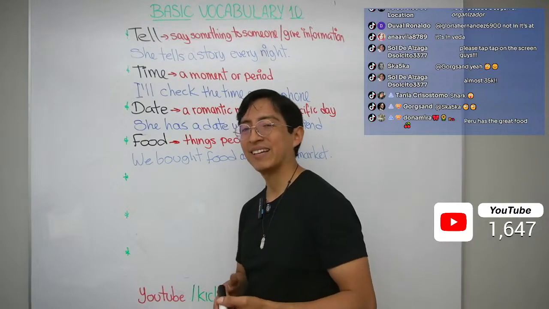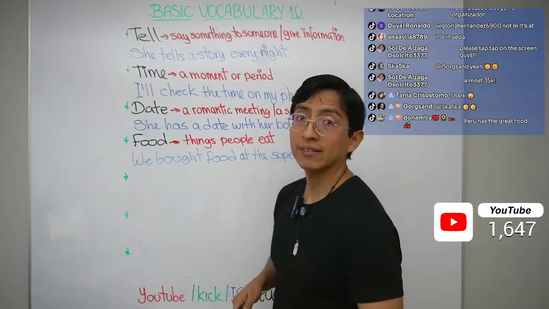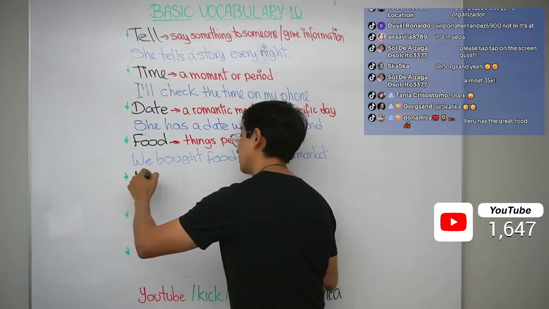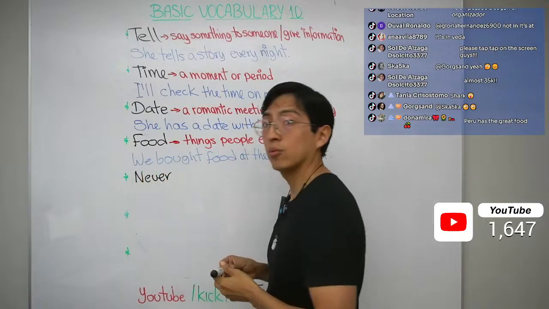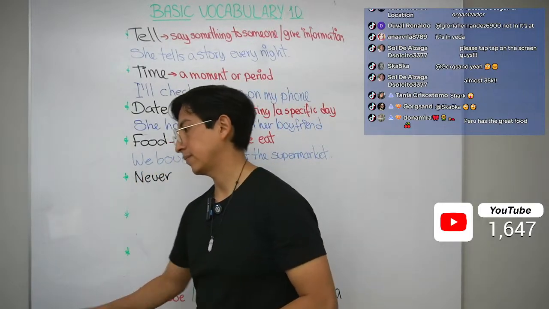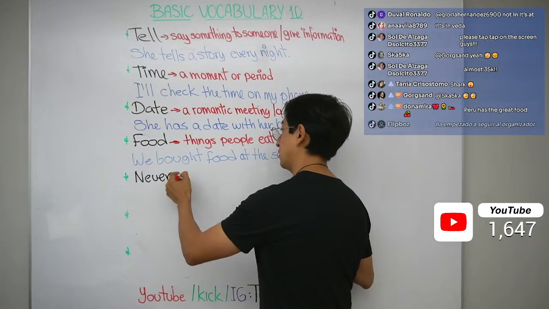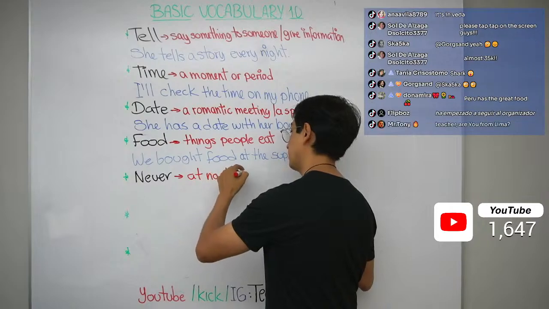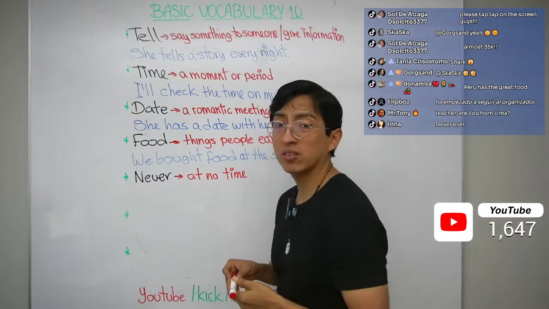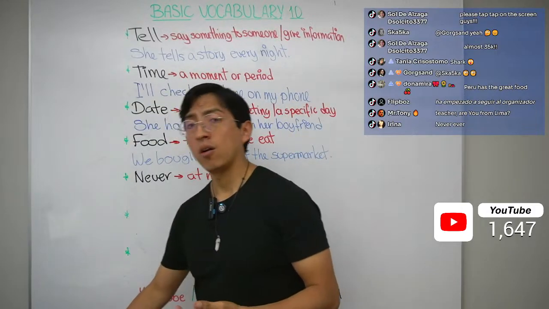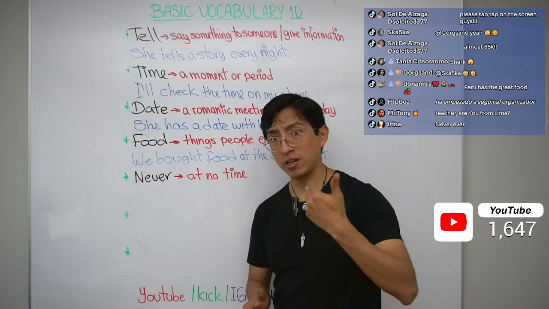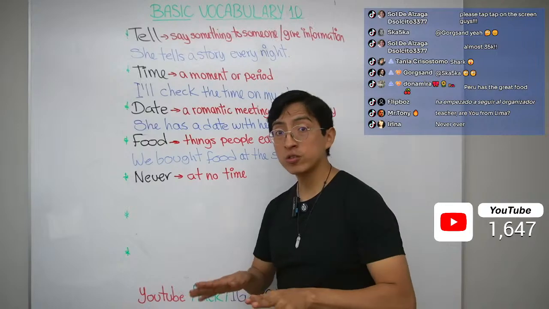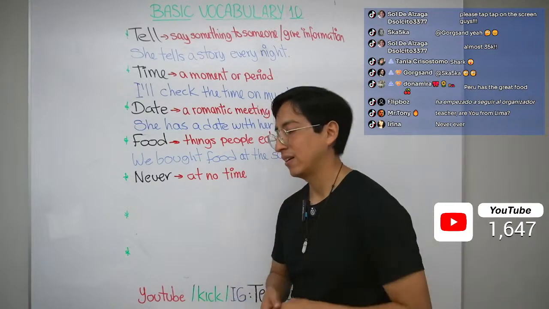I'm going to read it. Okay, let's continue. Guys, the next word is never. Okay, what does never mean, guys? Well, never means at no time. It's the opposite of always. Always means all the time. Okay. Never, at no time. That is the difference.